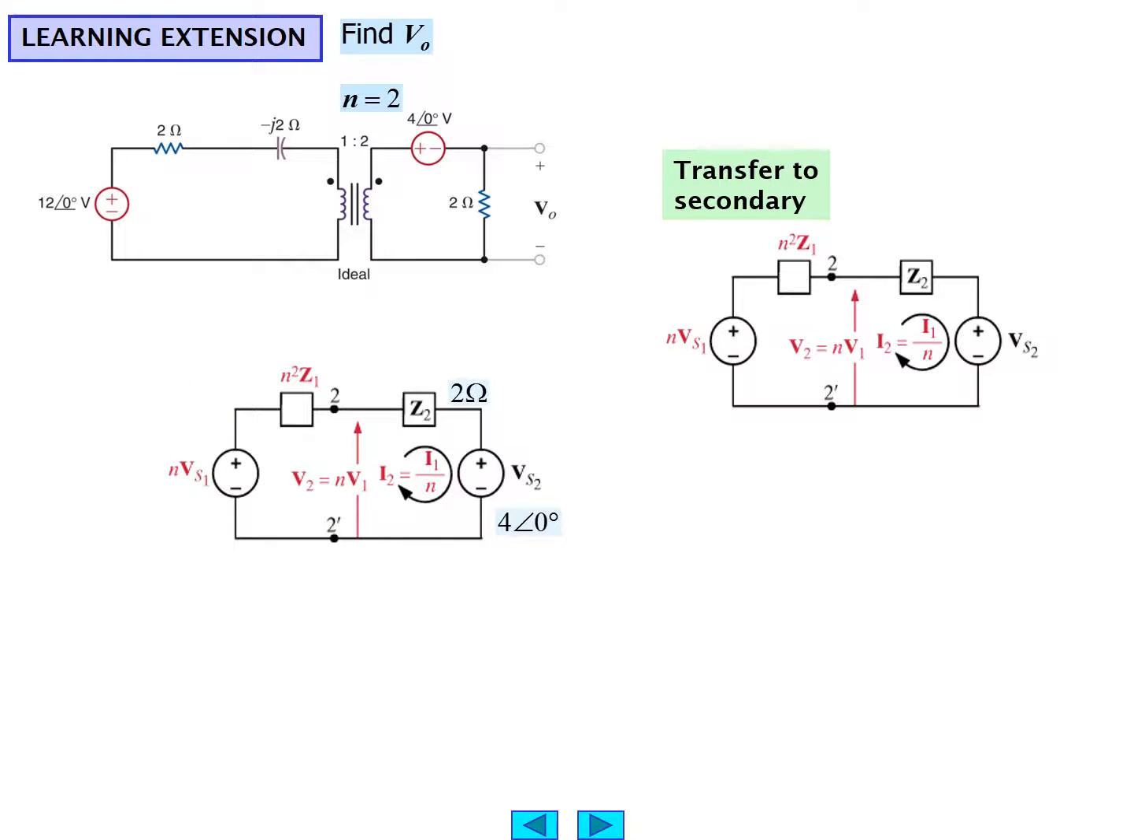Well, Z2 in this case can be rewritten if you want as a 2 ohm resistor, and VS2 as a result is still 4 angle 0. We have n squared times Z1, and n times VS1, if you will, for the sources. So we have 8 minus J8, because n squared is 4. And the source here is n times VS1, so it's 2 times 12 angle 0, or 24 angle 0 as a result.